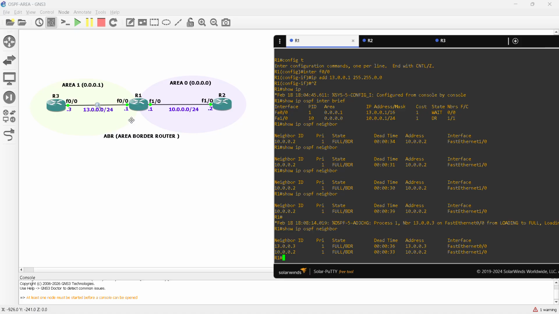Now the final rule that we have learned in this lecture says the subnet mask of both of the routers should be the same. And what subnet mask are we talking about? The subnet mask of the IP address which is configured on our interface of the respective router. So these are the rules that we follow in order to form the neighborship.